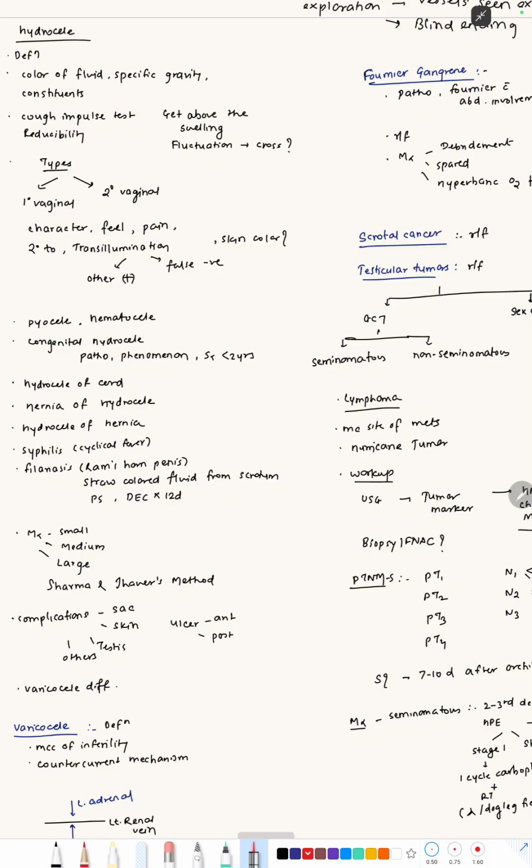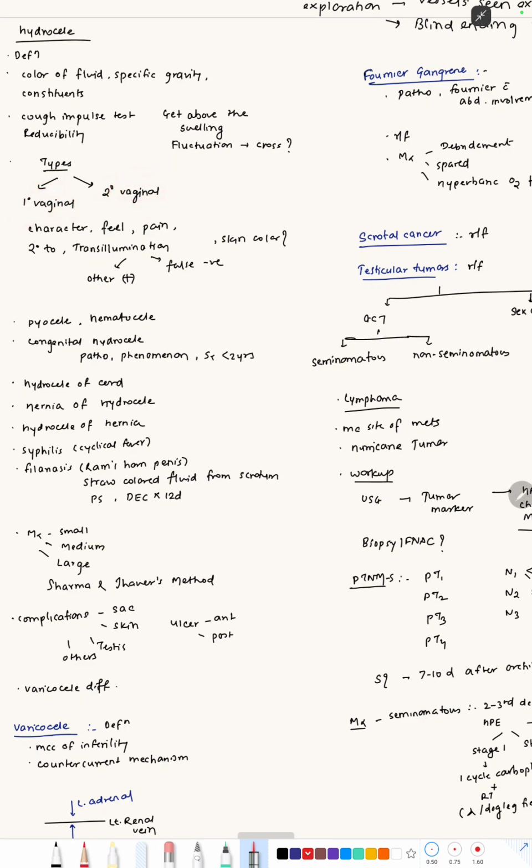It does not reduce. We cannot get above the swelling because the tunica vaginalis is present up to the root of the penis, and fluctuation is positive. Cross fluctuation is seen in a bilocular hydrocele, which is also called hydrocele en bissac. Then there are two types of hydrocele: primary vaginal and secondary vaginal hydrocele.